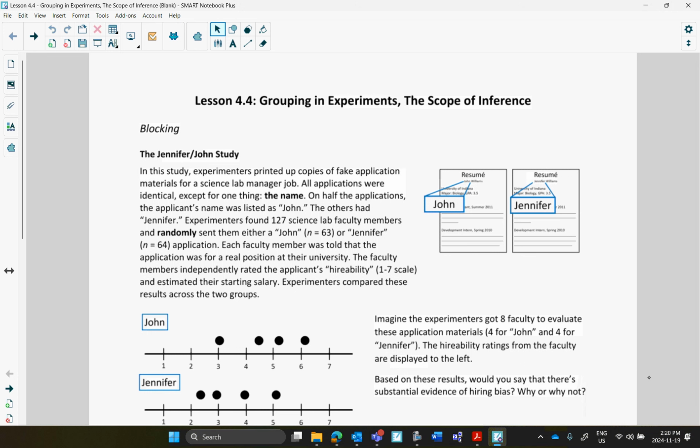So we've been talking about experiments in the last lesson, and we talked about the four components of an experiment, which are... what are the four main components of an experiment? Without trying to look.